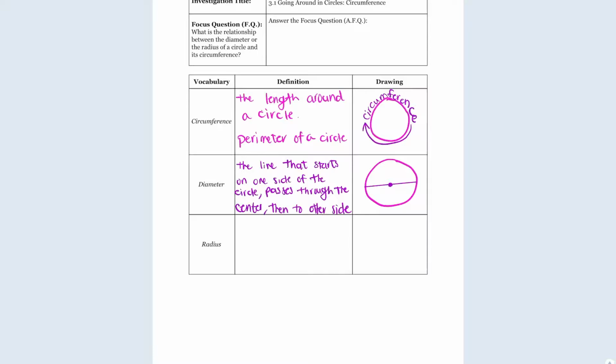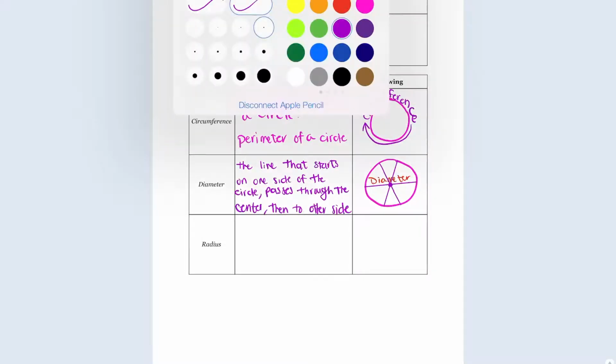I'm going to go ahead and label this diameter. So it's cutting all the way through the circle. And remember that there's an infinite number of diameters that a circle can have. So this is only one example. Another diameter could be something like this, or something like this. Something like that, right? So long as it starts on one side, goes through the center of the circle, and then touches the other side of the circle, then we can call all of those lines diameters.